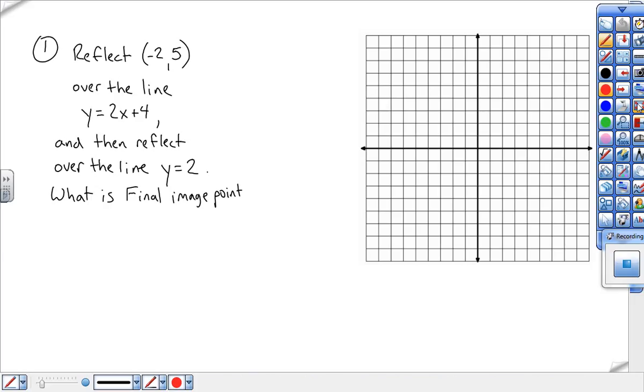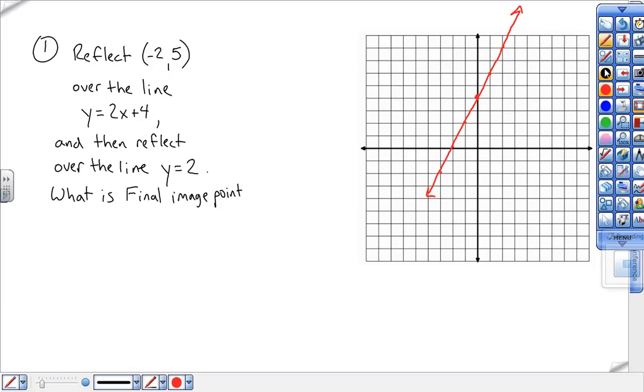Alright, for this first problem, I'm going to have you reflect negative 2, 5 over the line y equals 2x plus 4. So I'm going to have you first graph y equals 2x plus 4, which is in slope-intercept form, ready to graph. I'm going to start at 4 and use that slope of 2. Starting at 4 on the y-axis, over 1 up 2, over 1 up 2 for my slope. Be able to stair step the opposite direction. Draw my line through that y-intercept of 4 with a slope of over 1 up 2, over 1 up 2.